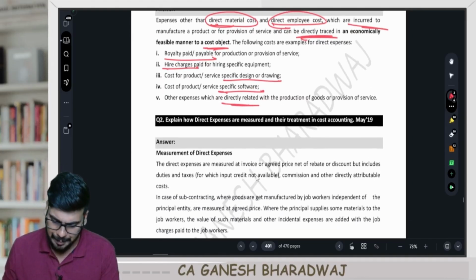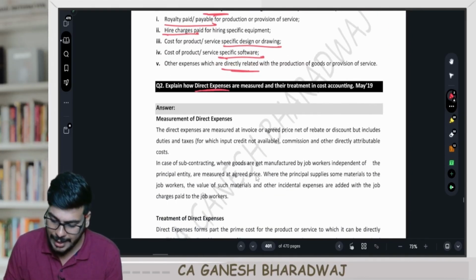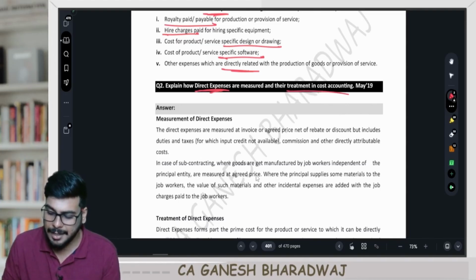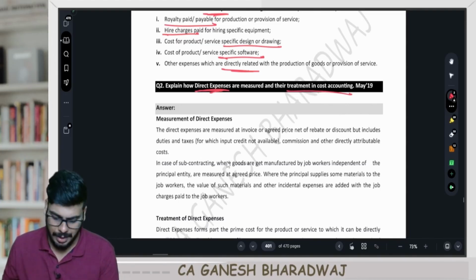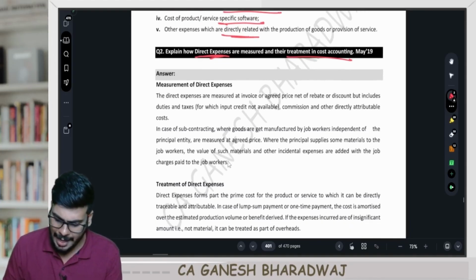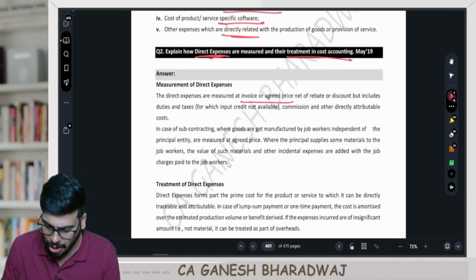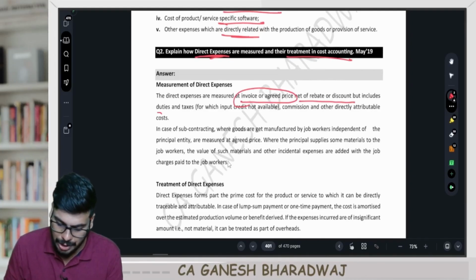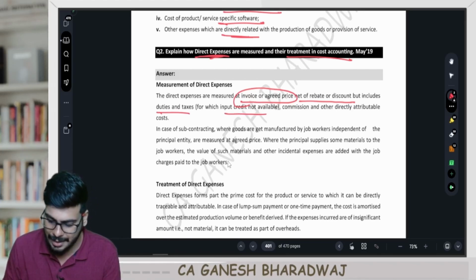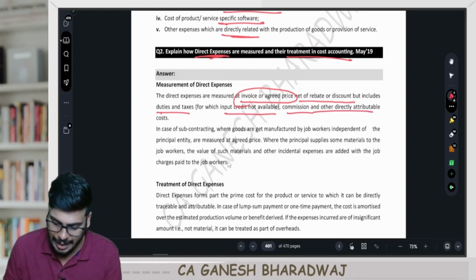Clear? Next. Explain how direct expenses are measured and their treatment in cost accounting, right? The direct expenses are measured at invoice or agreed price net of any rebate and discount, but include the duties and taxes for which ITC is not availed, commission and other directly attributable costs.